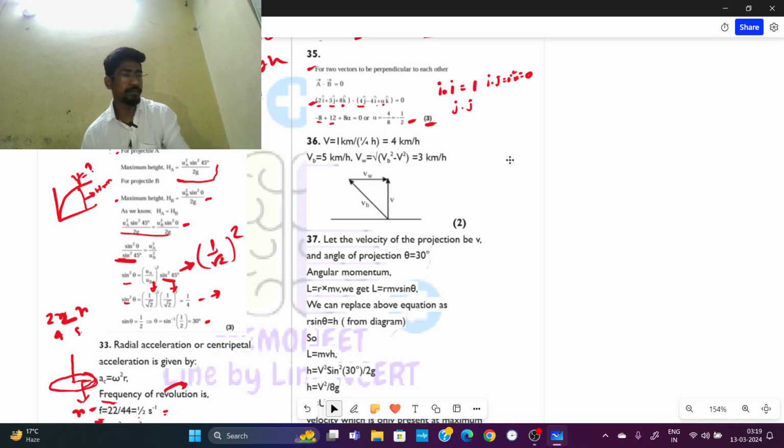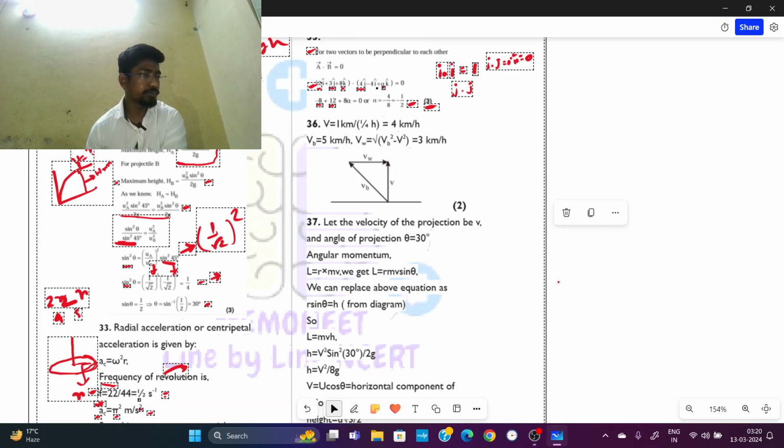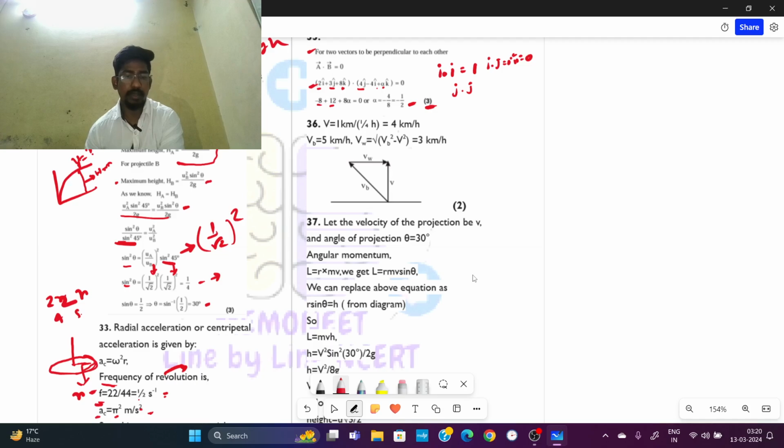Question number 36. Now you have already entered section B. The question says that a boat which has a speed of 5 km per hour in still water crosses a river of width 1 kilometer along the shortest path possible in 15 minutes. The time is 15 minutes.